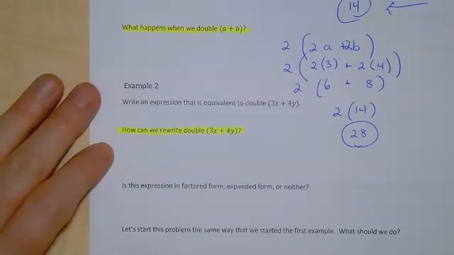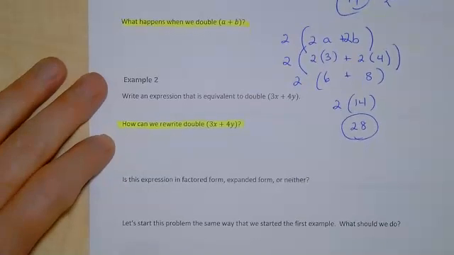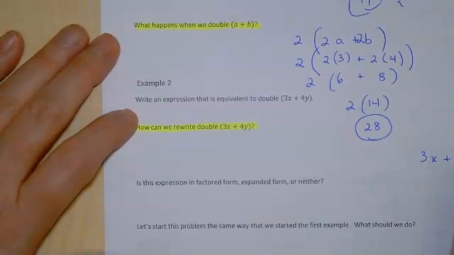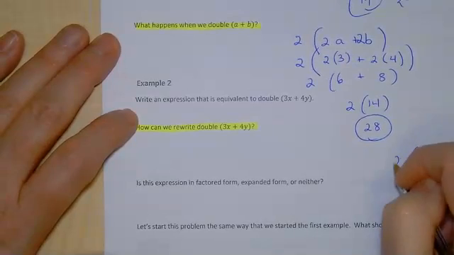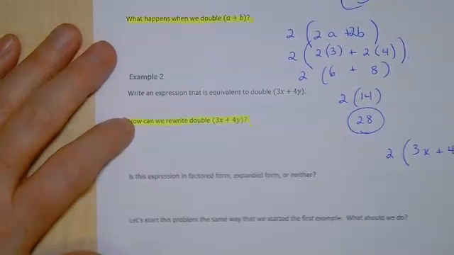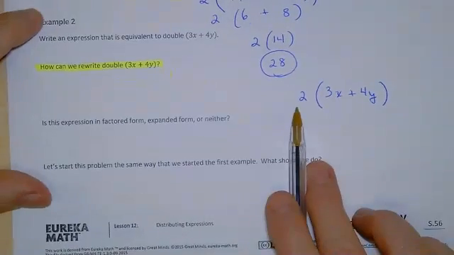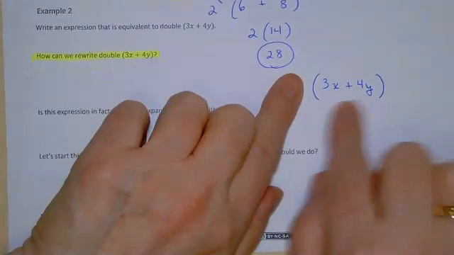How can we double 3x plus 4y? Okay, so here's 3x plus 4y, and I am going to double it. I'm going to multiply it by 2. This is where the distributive property comes in handy. So we're going to multiply 2 times everything in there.